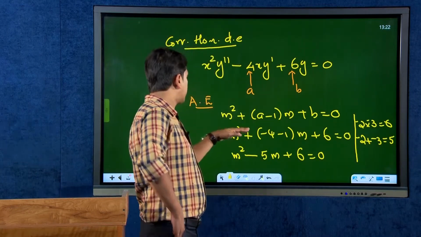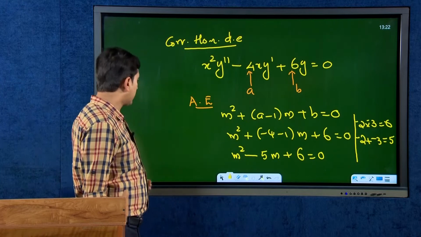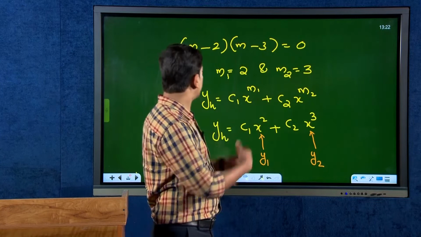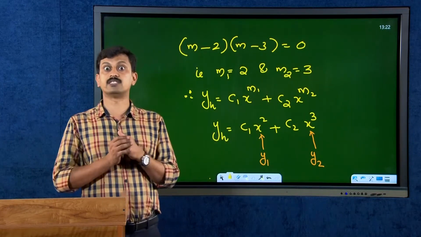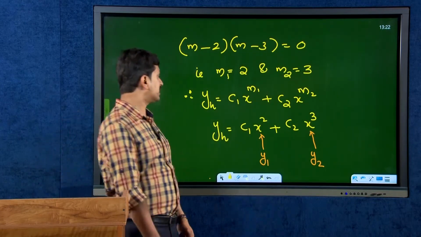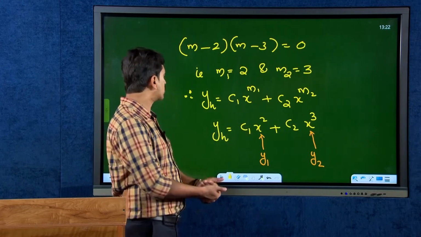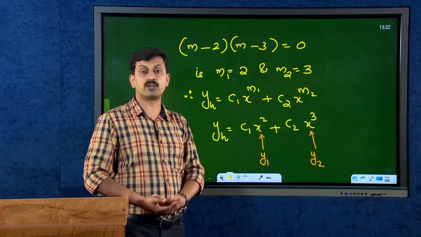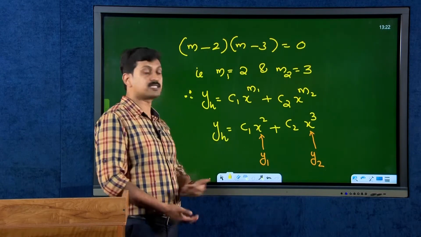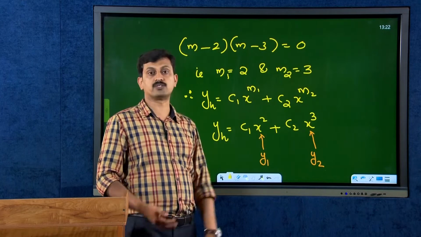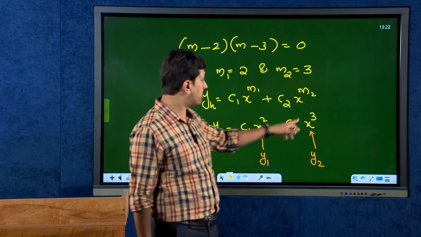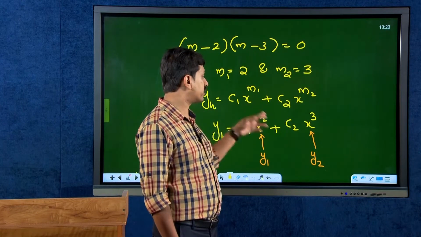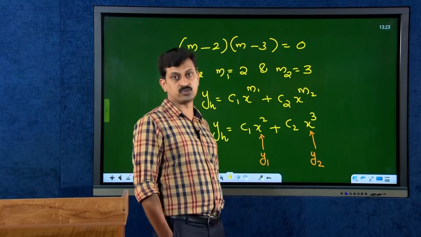So, we applied the auxiliary equation. While applying the auxiliary equation, we got the roots of the auxiliary equation. After getting the roots, we understood that the roots are real and distinct. Therefore, we will have the general solution of the form y is equal to c1 x raised to m1 plus c2 x raised to m2, that is y is equal to c1 x square plus c2 x cube. So, we understood that the basis of the homogeneous solution are y1 is equal to x square and y2 is equal to x cube.